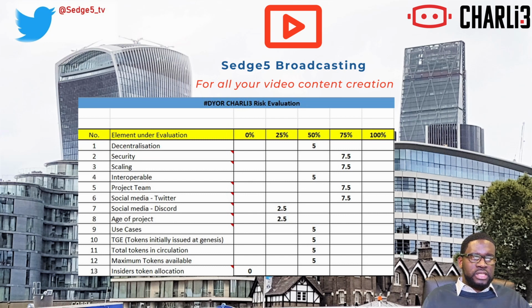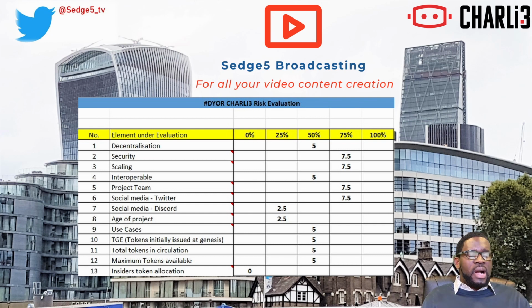Age of the project is still relatively new, 2.5 points out of 10. Use cases, 5 points out of 10. Tokens issued at project launch, 5 points out of 10. Tokens in circulation at the point at which we're doing this video, 5 points out of 10. Maximum tokens available, it's only 100 million unless the revised tokenomics change that. We'll be looking at 100 million, which is 5 points out of 10. Insider token allocation, as we have already intimated, we think is too high at 60%. Therefore, we are going to give Charlie 3 0 points out of 10.